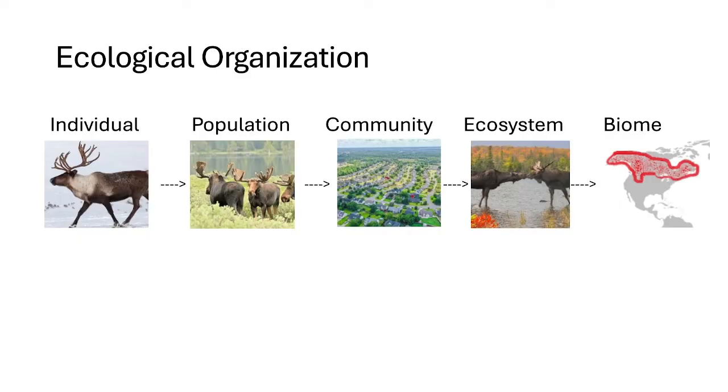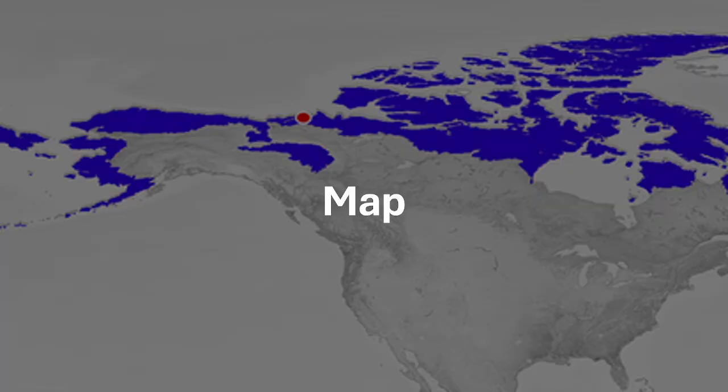Ecological organization. The individual is the moose. A population is a group of moose. The community is many moose. The ecosystem is moose in their habitat, and the biome is where they live.